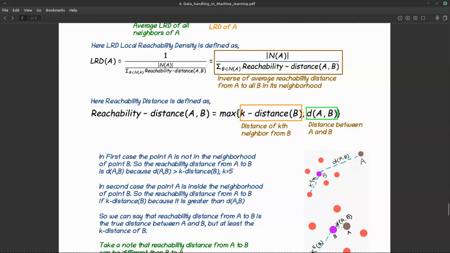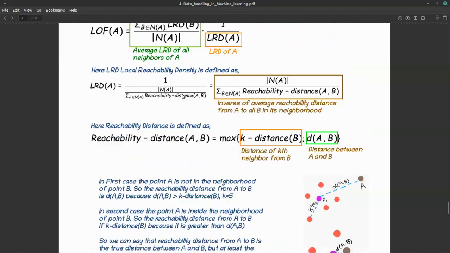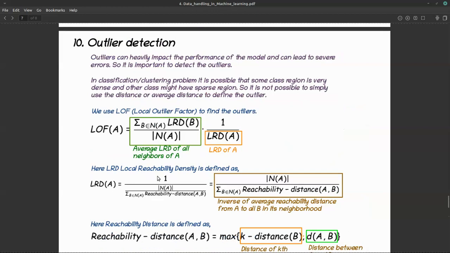But let's say the point a is already in the neighborhood, then what will happen? Then this distance is less than this. So reachability distance of A to B is defined as K5 of B, or k equal to 5. So K5 is nothing but the distance of the fifth neighbor of B, right? So reachability distance is nothing but some kind of a distance from point A to point B. If it is in the neighborhood, it's nothing but the kth distance. If it is outside the neighborhood, it's nothing but the actual distance. Nothing fancy. Right?